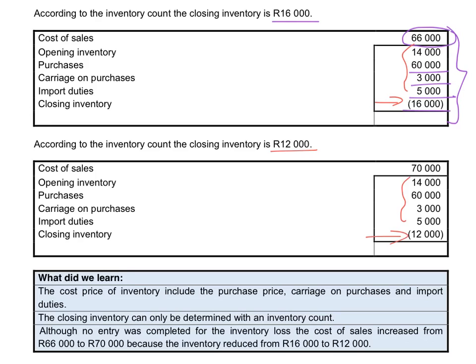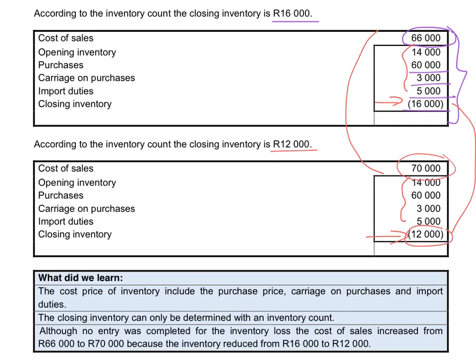Our inventory decreased from 16 to 12. What happened to our cost of sales? It increased from 66 to 70. That's why we say if there's an inventory loss, we don't have to record it in the periodic inventory system because it will automatically be absorbed by the cost of sales. So if my closing inventory is lower, my cost of sales will automatically be higher.